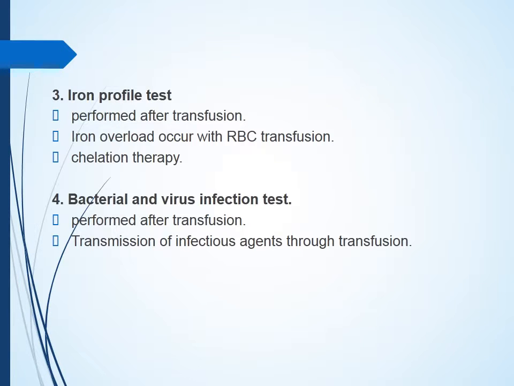The fourth test is the bacterial and virus infection test. This test is performed after transfusion. Repeated transfusions increase the risk of blood-borne diseases, including hepatitis B and hepatitis C, although all blood is screened for known blood-borne infections.